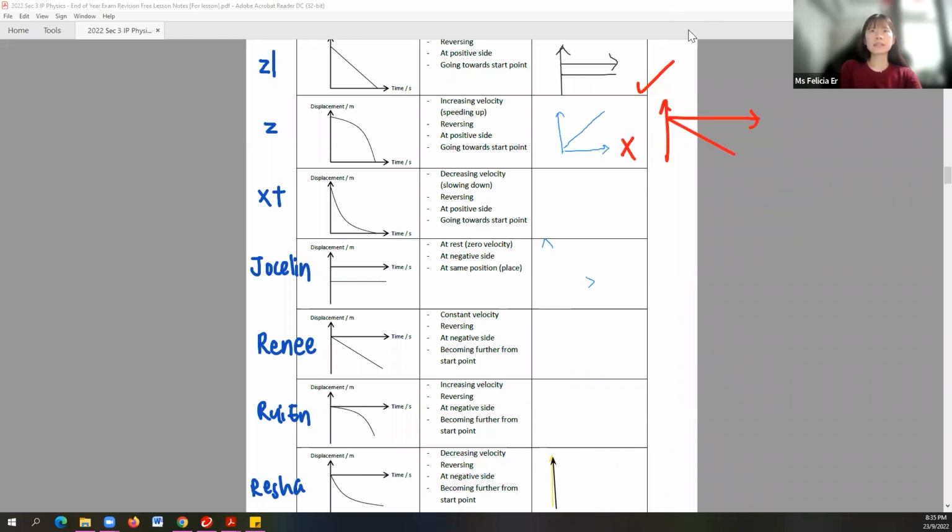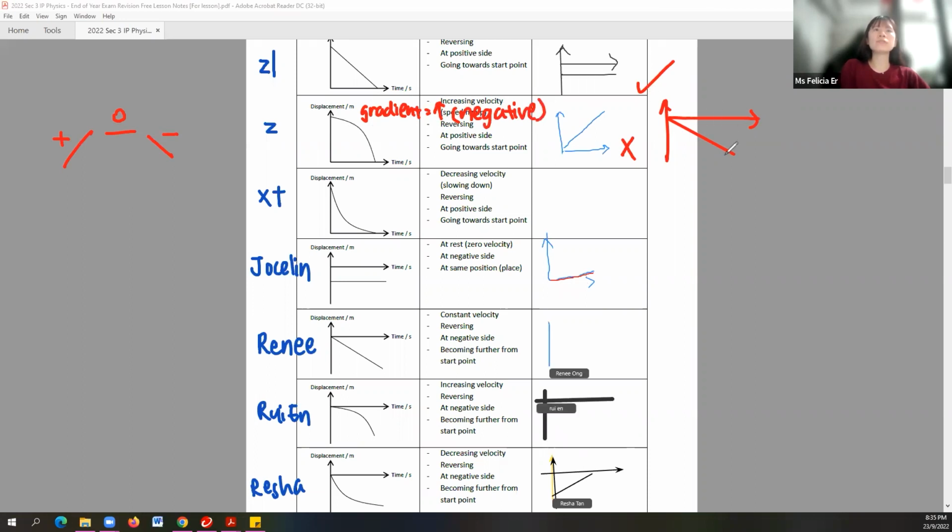Because for this case, if you check the gradient over here, it is increasing and it is a negative gradient, right? Because in math, upward is positive, horizontal is 0, downward is negative. So it is increasing, but it's negative. Increasing and negative. So that's why you must draw in the negative region.